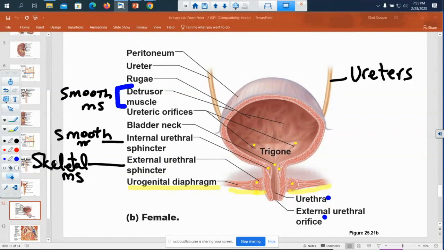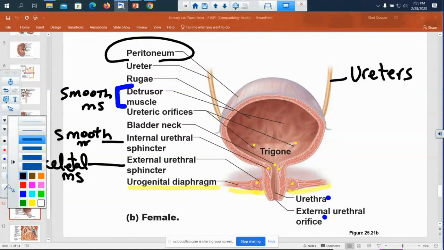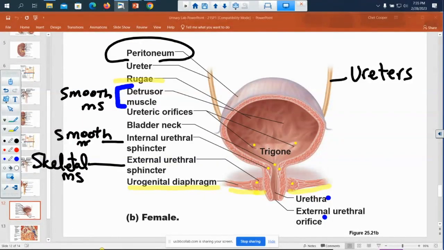Oh, and let us not forget, peritoneum goes over the top. And this is interesting. You probably already know your bladder can change size and hold a lot of urine. So it has folds, just like the stomach, which can expand to hold a lot of food. Therefore, they call the folds rugae, just like in the stomach. And that is our markup of the bladder.